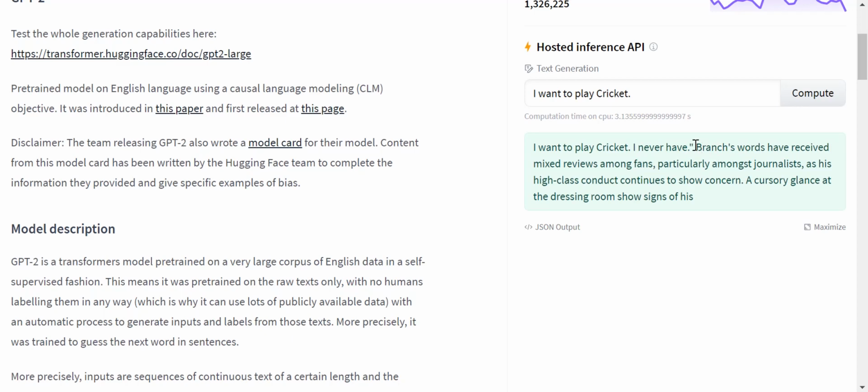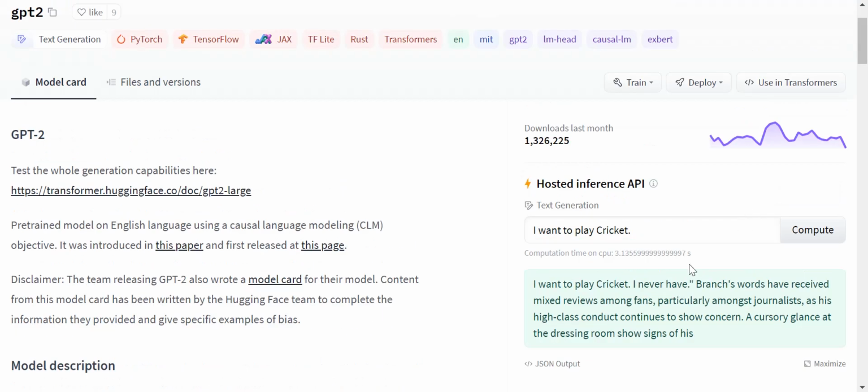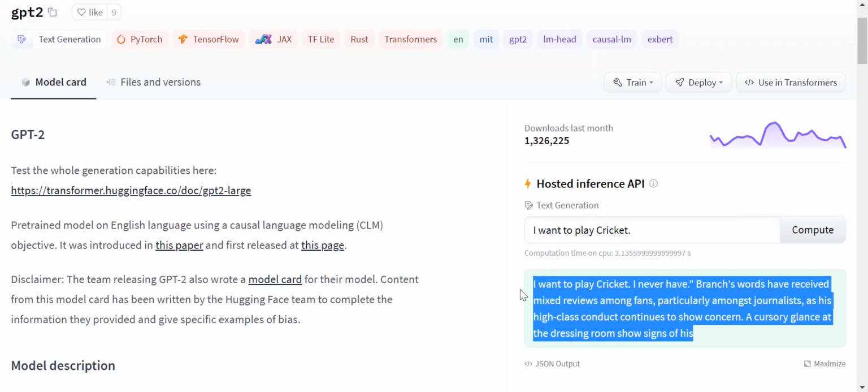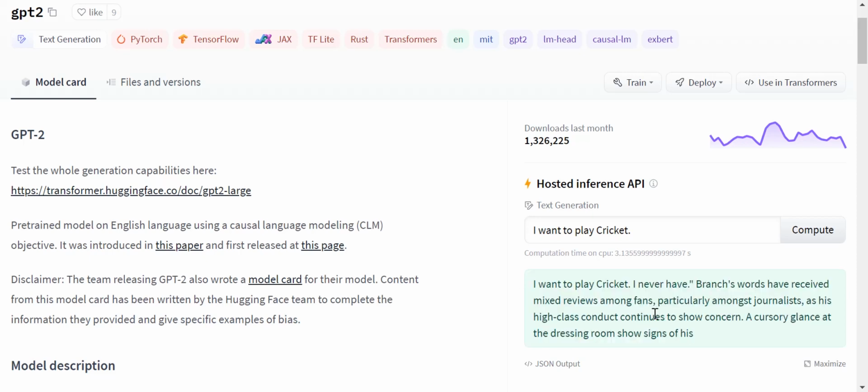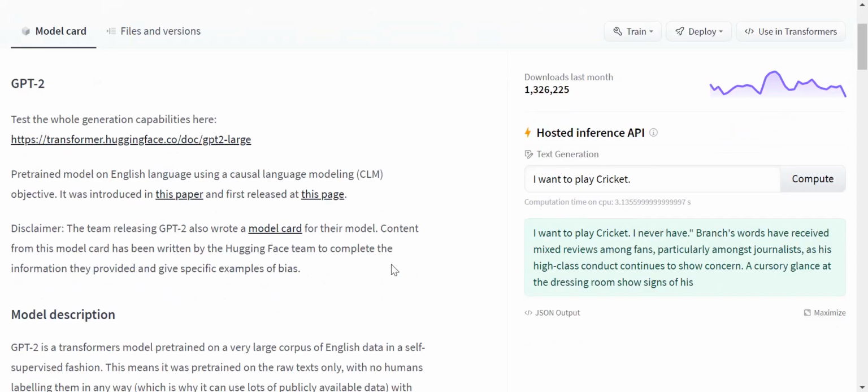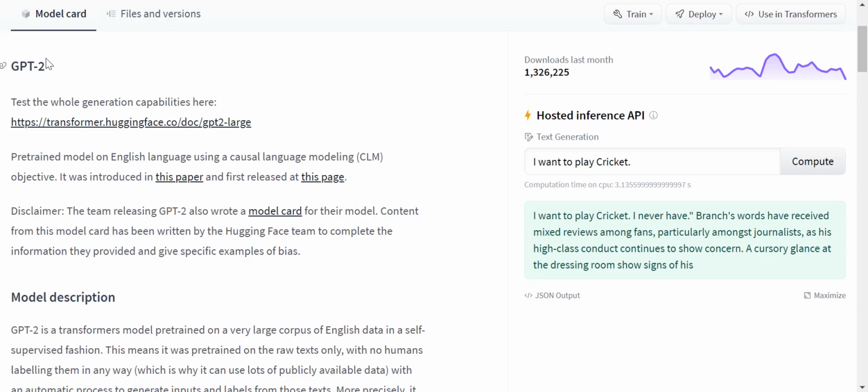So this created an entire story out of it. This turned this into a quote and then said Branch's words have received mixed reviews among fans, particularly among journalists, as his high-class conduct continues to show concern. A cursory glance at the dressing room shows signs of his. Alright, so you can see that this is just a random made-up thing, but this is coherent, this is fluent, this has very minor errors if any, and this is GPT-2.